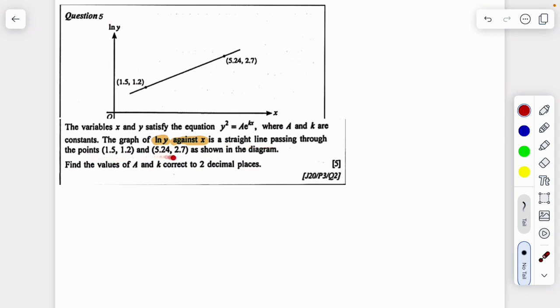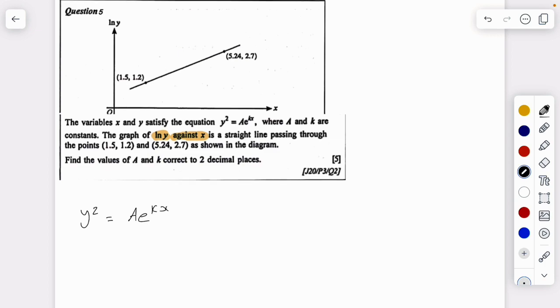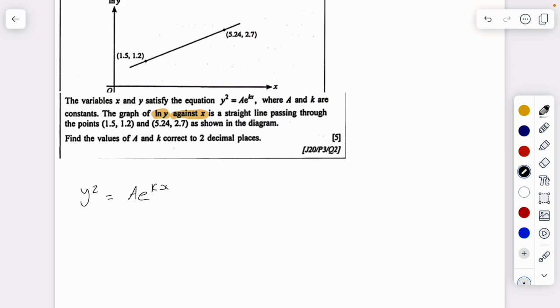It's passing through these points. Find the values of a and k. Let's do this in parts. Fine. So how does one go about doing this? Well, firstly, what we've got here is y squared is equal to a e^(kx). Cool. Now, if I take the ln of both sides, what are we going to get? We get ln of y squared is equal to ln(a e^(kx)).